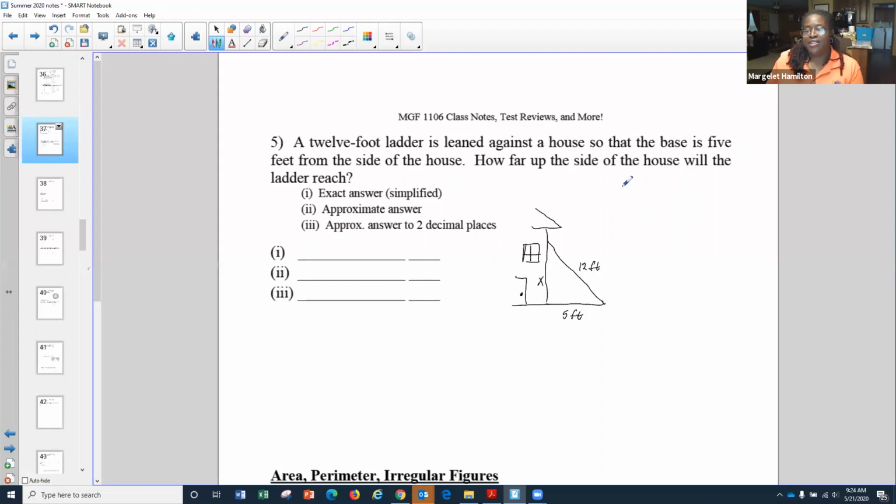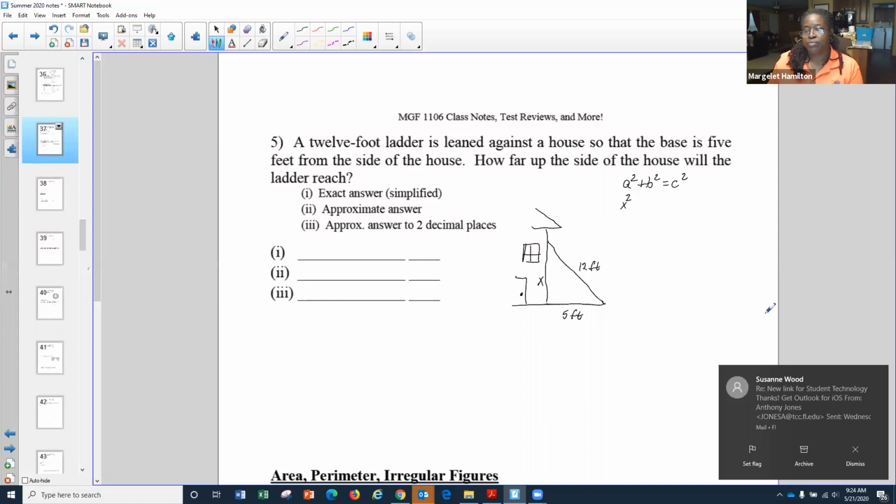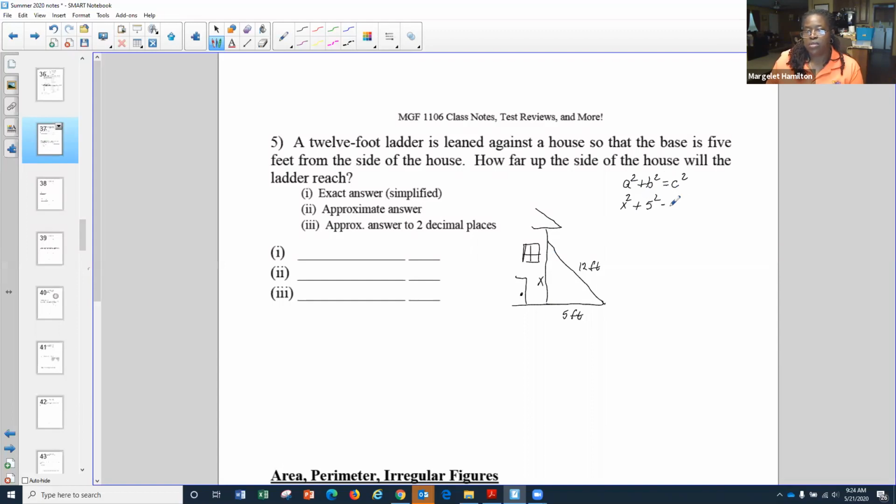All right, so we have our a squared plus b squared equals c squared. Here we have our side missing, so I'm going to have x squared plus 5 squared equals 12 squared. Okay, then we're going to go ahead and do our work. So we have x squared plus 25 equals 144.